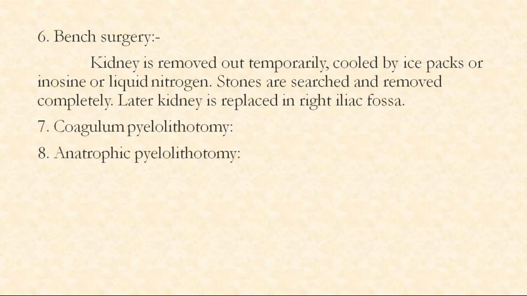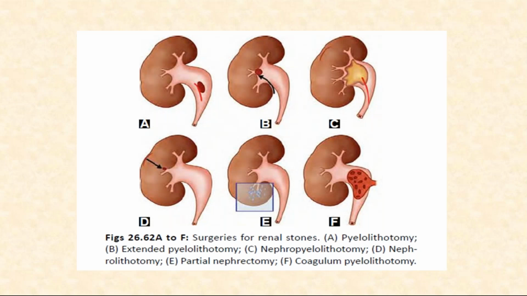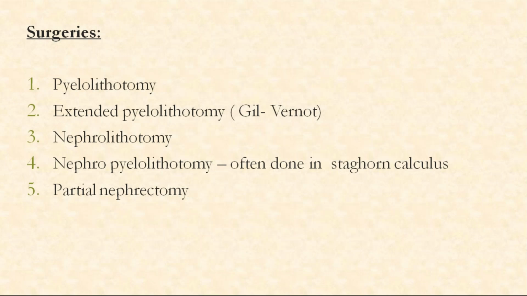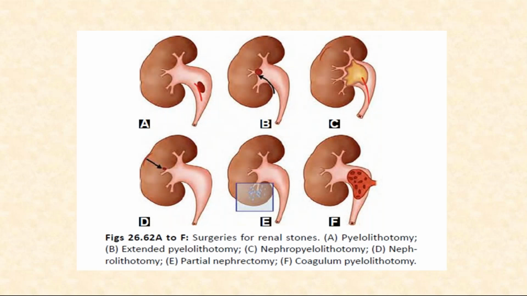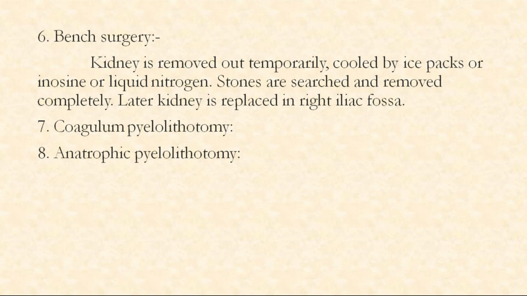Coagulum pyelolithotomy means we can remove stones from the renal pelvis. Next, anatrophic pyelolithotomy. These are all conditions where the stones are present in the renal pelvis. So these are the various surgical procedures: pyelolithotomy, extended pyelolithotomy, nephrolithotomy, partial nephrectomy, bench surgery, coagulum pyelolithotomy, anatrophic pyelolithotomy. These are the surgical procedures for the removal of the stones.